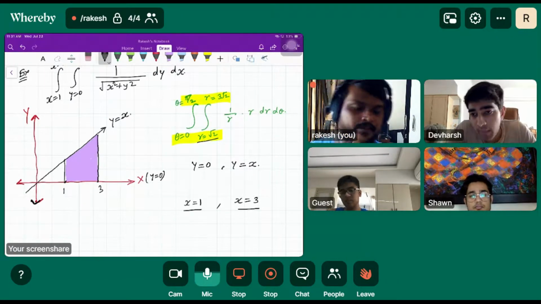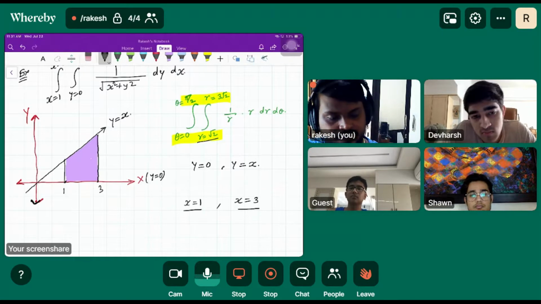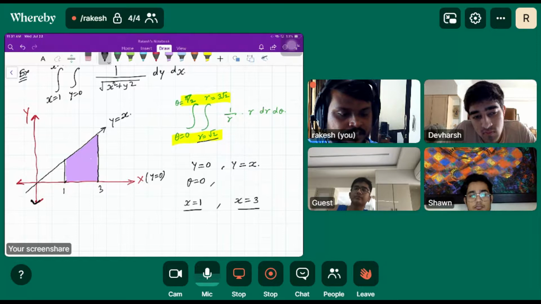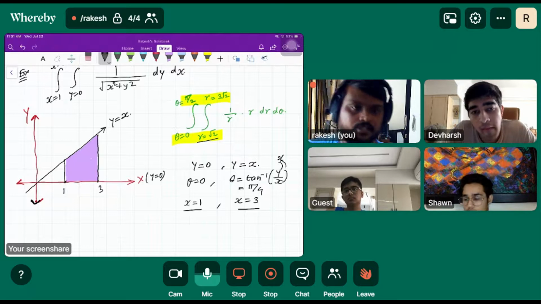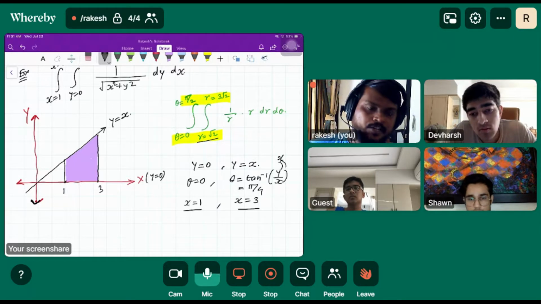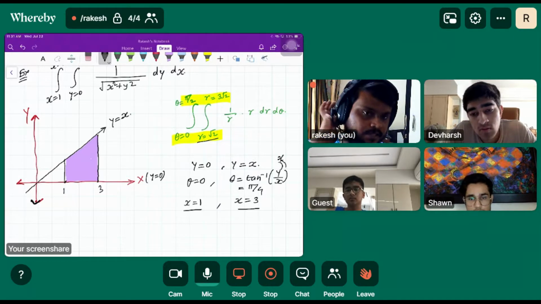Now let's find out the value of theta here basically. See, for y is equal to 0, theta is equal to 0. For y is equal to x, what is theta? Theta is equal to tan inverse y by x. Y is equal to x, so x by x is 1. So that's basically pi by 4. So you got the upper and lower limit for theta, right?